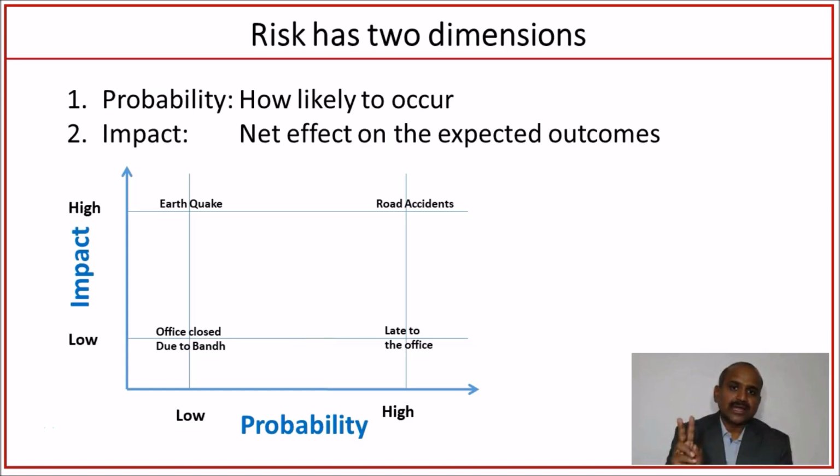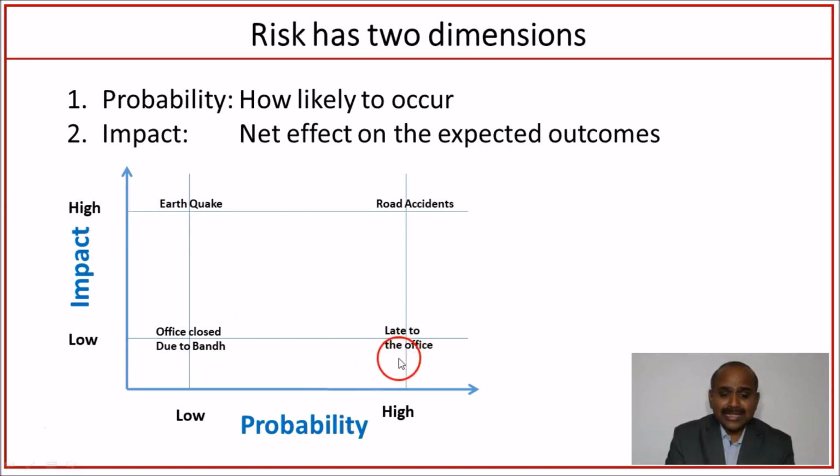Risk has two dimensions. One is probability, another is impact. Probability means how frequently a risk can recur. Impact means what is the net effect of that risk on the expected outcomes of the project. Now, we have taken an employee's context in a specific city. The probability of road accidents in that city is very high. If it occurs, it has a high impact on the employee's family.